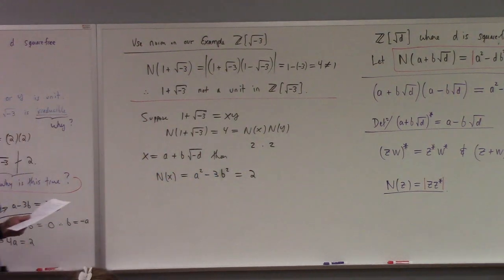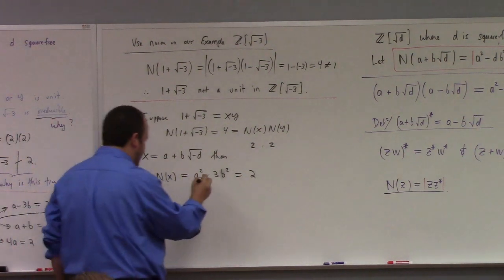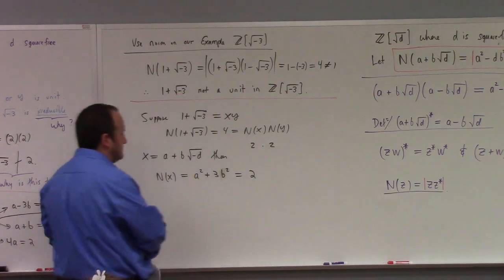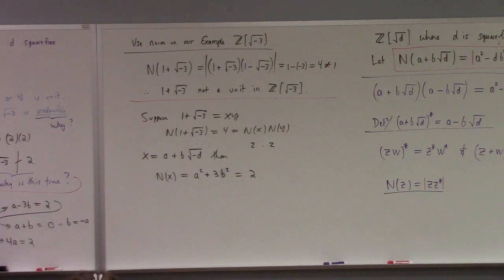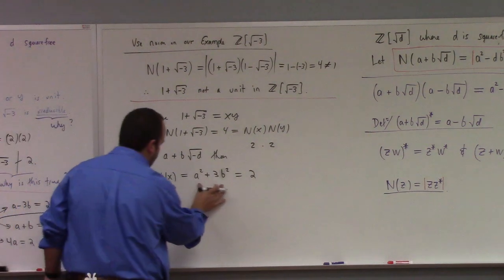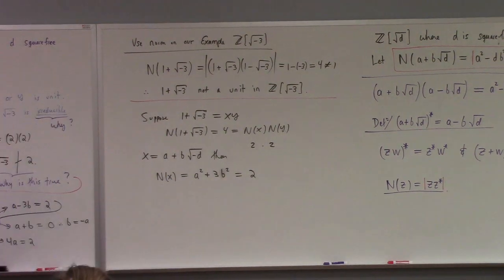Okay? Oh, I'm an idiot. Is it minus? It's plus, right? It's minus d b squared, but d is minus 3, so that gives me plus 3b squared. So there you go. We have that. And then the question is, can you solve that?